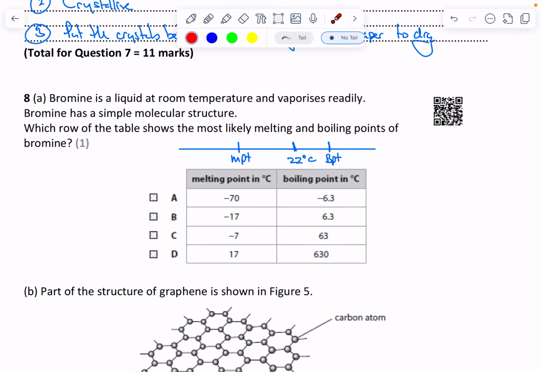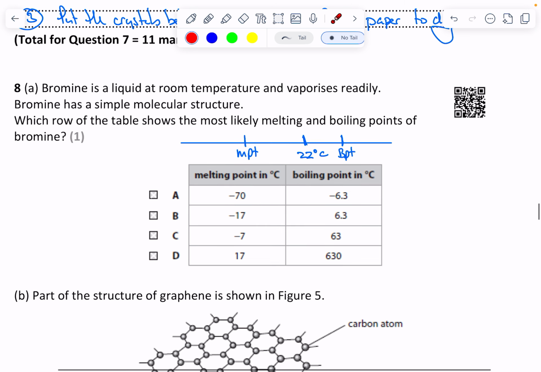So this question wants us to work out which of these temperatures match the melting and boiling point. To help explain this one, I've drawn myself a number line. Room temperature is normally around 20 to 22, so it's in here. And if we remember, what this means is once it's melted, from this point all the way up to there, it would be in a liquid state.